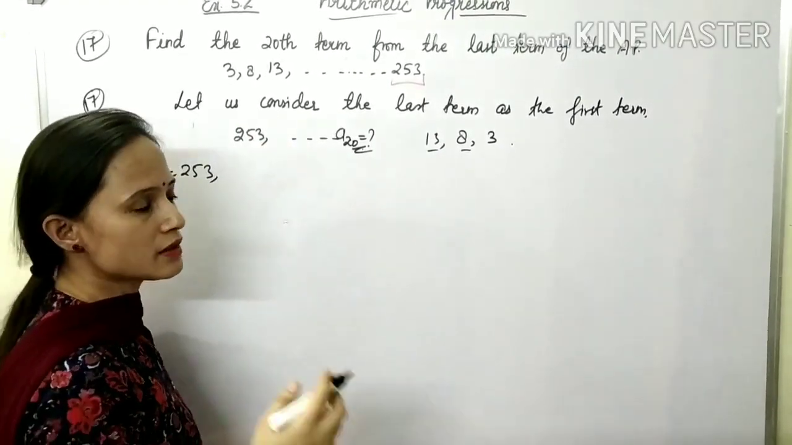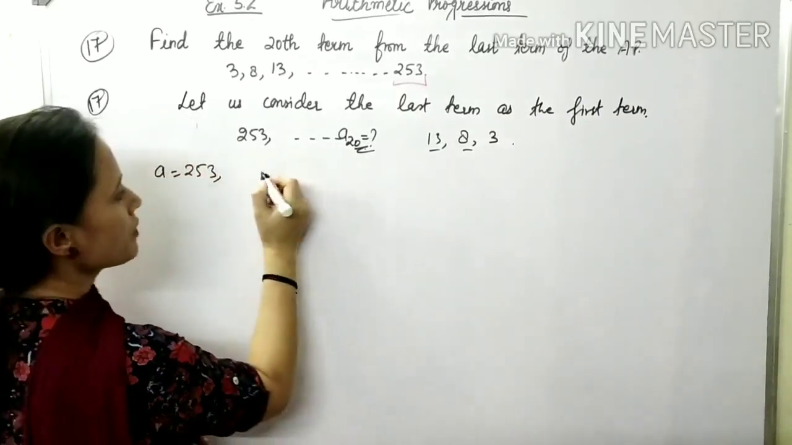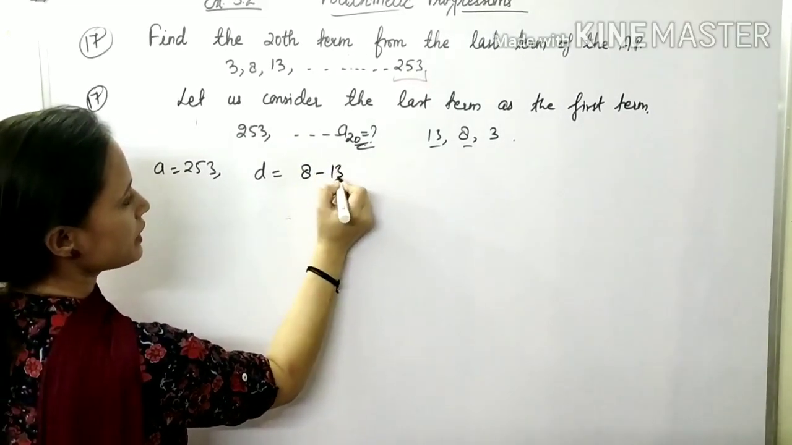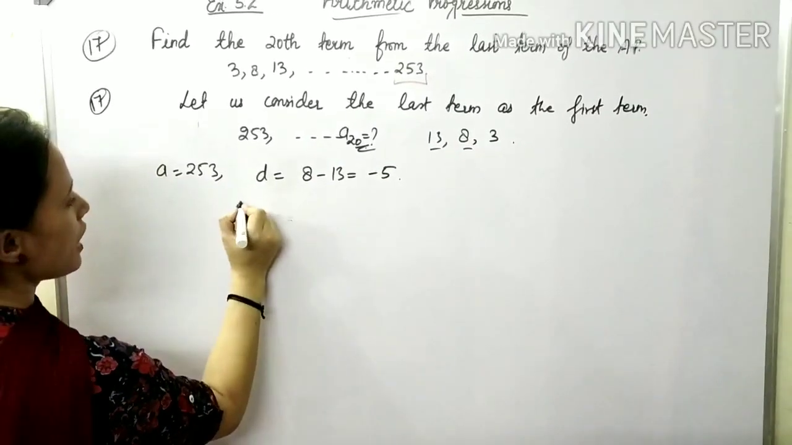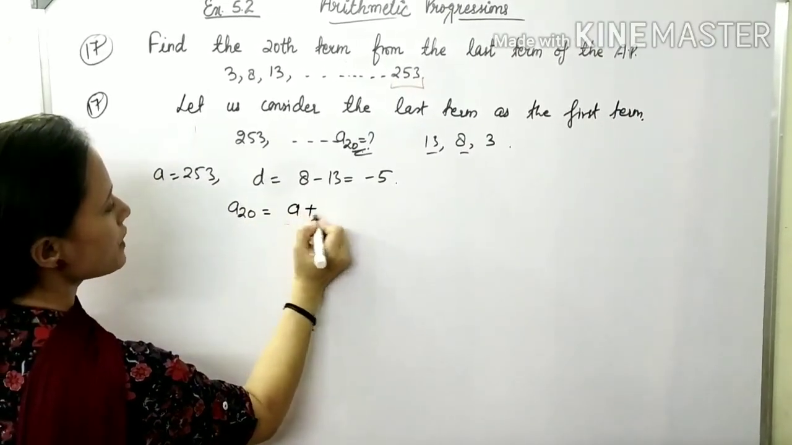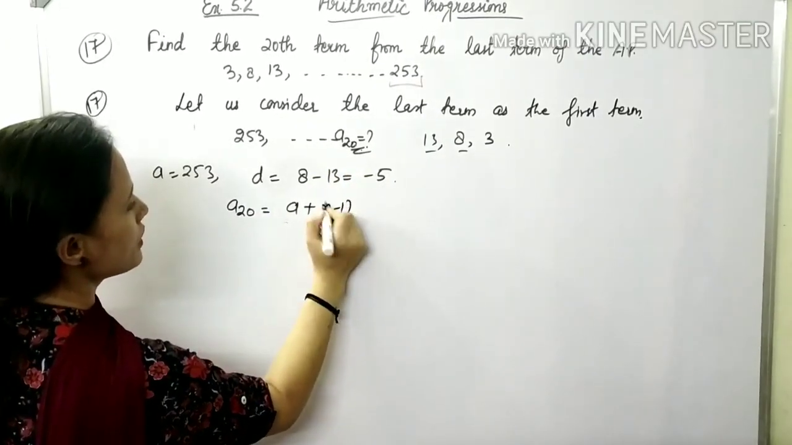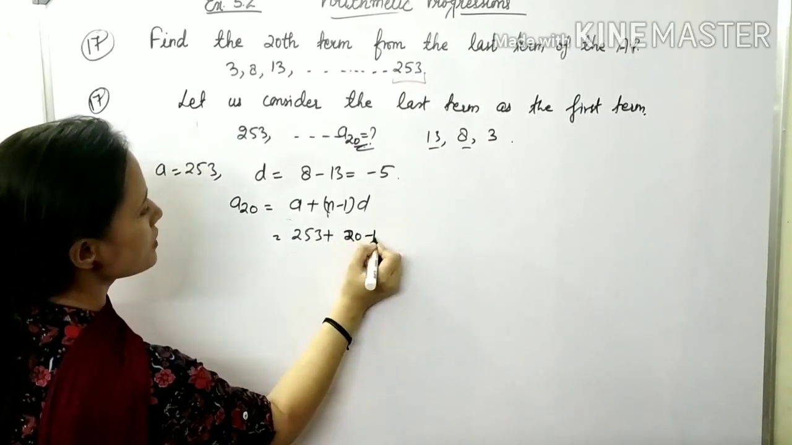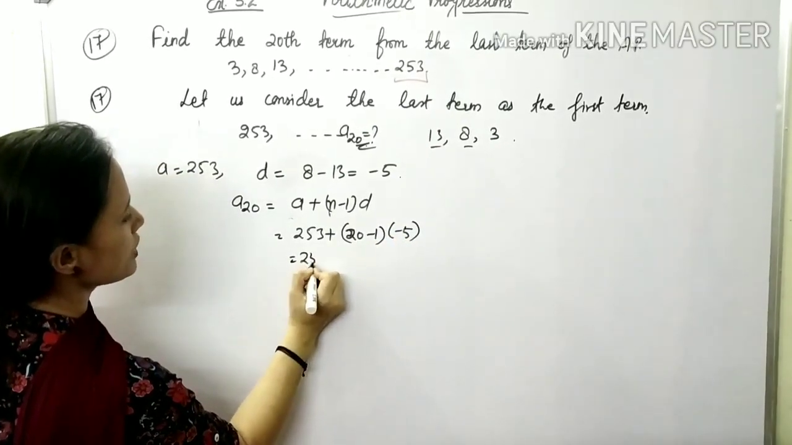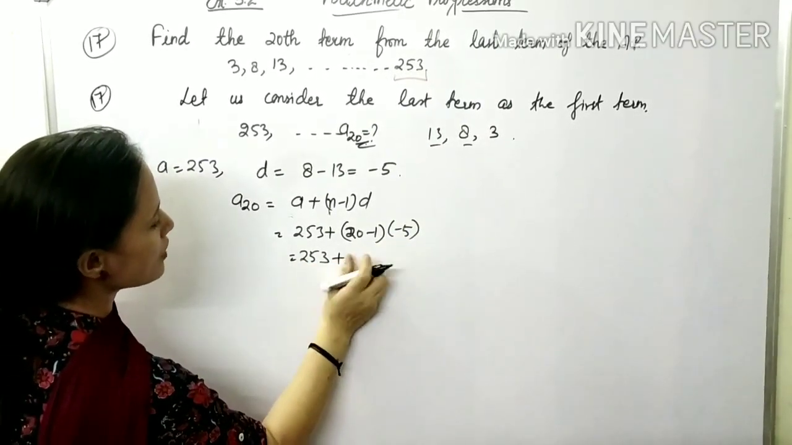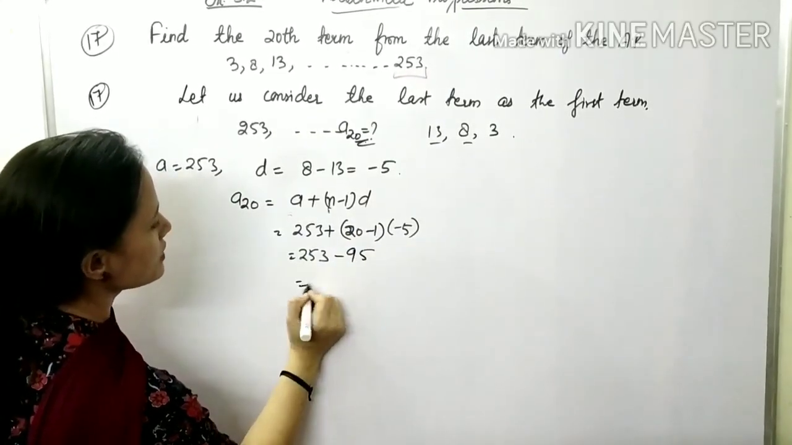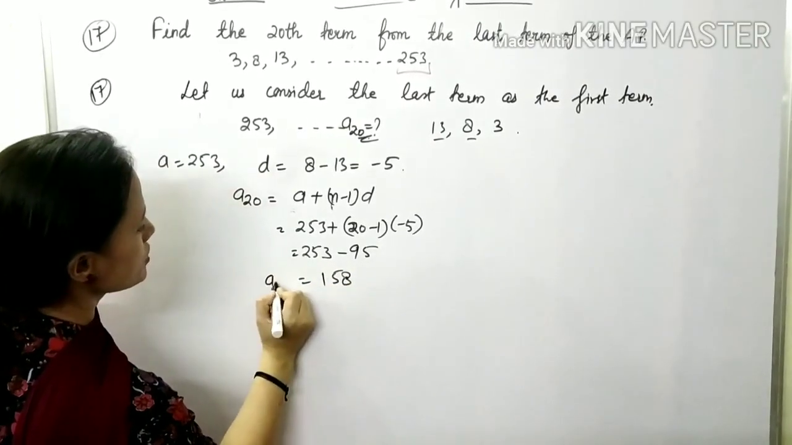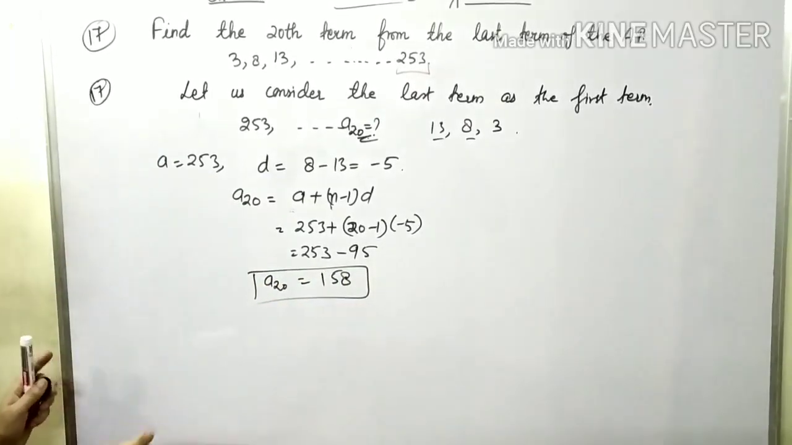For common difference, we need to take the difference of the two consecutive terms. So common difference is equals to succeeding terms minus preceding terms, that is 8 minus 13. So this is giving us minus 5. Now this is easy. A20 will be A plus 20 minus 1 or n minus 1 D. A is 253 plus n is 20 minus 1, D is minus 5. So 253 plus 19 into minus 5 will give you minus 95, and this is giving us 158. So this is our 20th term from the last term.